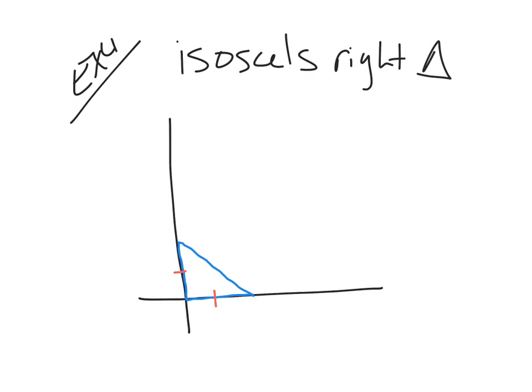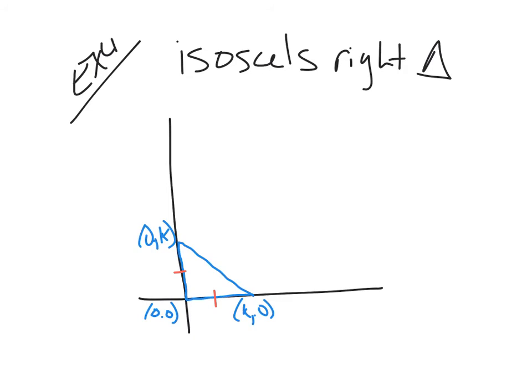So if I were to label the vertices of this triangle, we know that is 0, 0, right? We know that this one is, we'll just say, K, 0. And then this one would be 0, K. Okay, so those are my points.